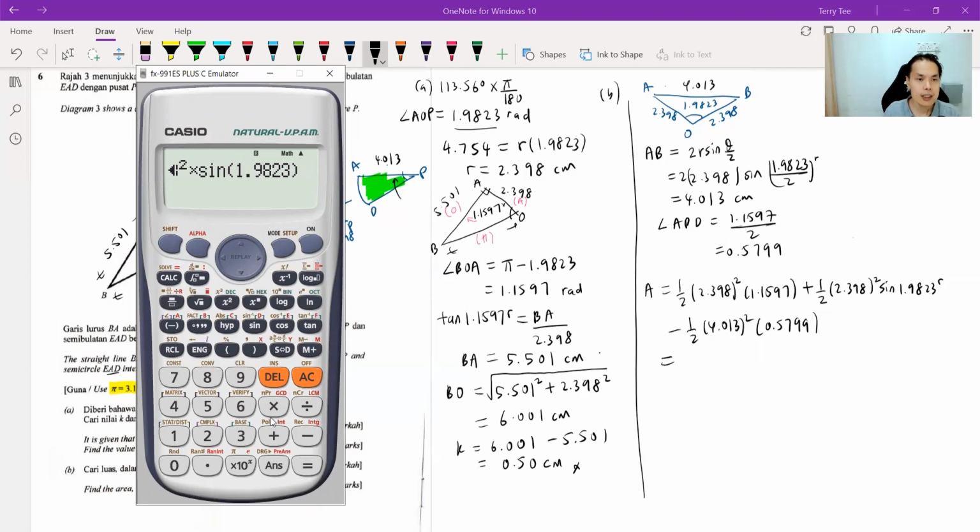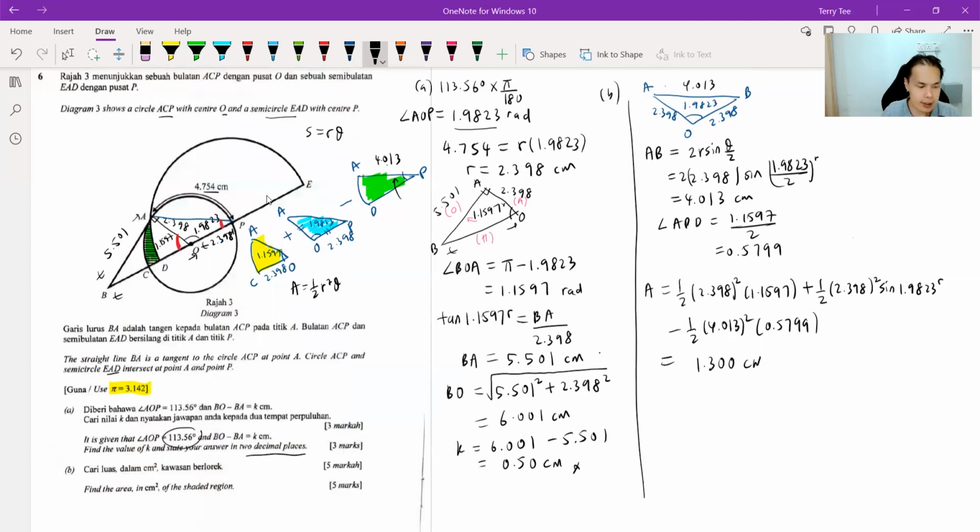This is in radian, and then you minus half. This will be 4.013 square, multiply with 0.5799. Okay, so guys, my answer is 1.300. Yeah, 1.300. Just take note, your answer might be a little bit different from the marking scheme if we check, because I think because of the fact that I use this value here.